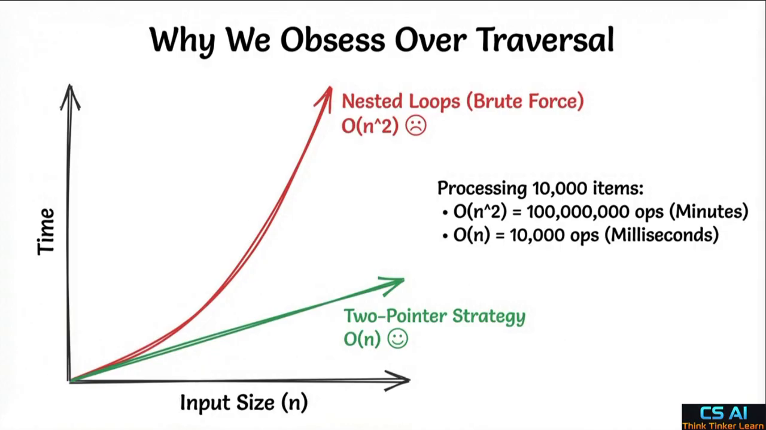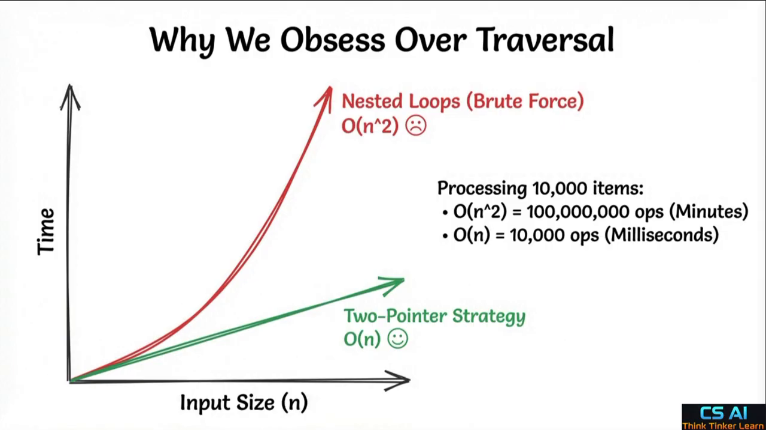Look at this graph. The red line represents a brute force solution, usually involving nested loops, which has a time complexity of O(n²). The green line is a smart traversal pattern like the two-pointer strategy, which is O(n). For smaller inputs, they look similar, but as the input size grows, the O(n²) solution's runtime explodes exponentially. But let's put some numbers on this.